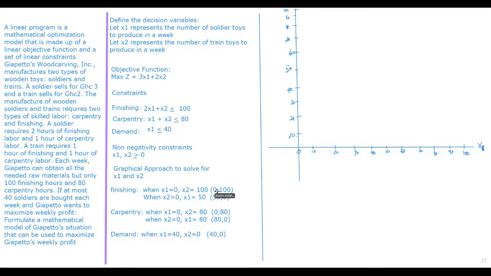So for finishing, the first coordinate is 0, 100. Let's use yellow for this one. When X1 is 0, S2 is 100, so it will be here. The second coordinate: when X1 is 50, S2 is 0, so it will be here. Join these points.